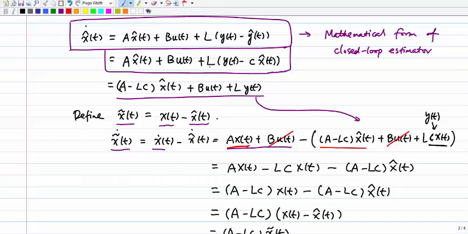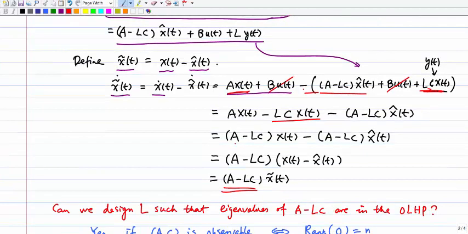Now what we change is A x t, and here I move L C x t out, because it's a minus sign over here, so I move this minus to the front. So if I do this, it becomes A minus LC, I combine the first two, the same term as x t, so I put them together: A minus LC times x t minus A minus LC times x hat t. Because this is a common term, it's just A minus LC times x t minus x hat t. So this is x tilde t. Replace this by x tilde, and I have A minus LC times x tilde t.